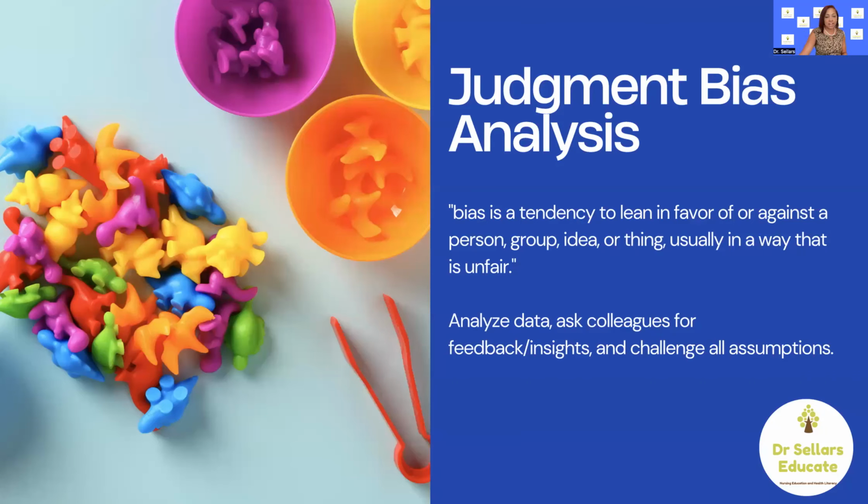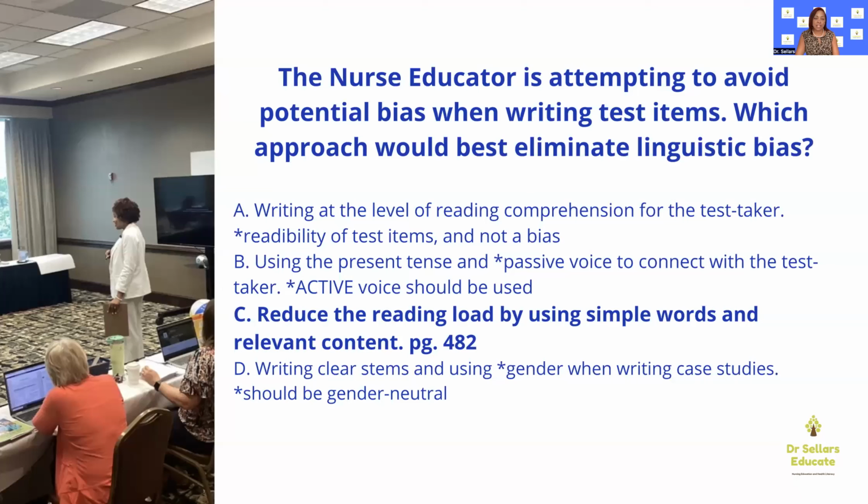So how is bias defined? It is a tendency to lean in favor of or against a person, group, idea, or thing, usually in a way that is unfair. In order for us to decrease those biases, we want to ask our colleagues for open, very transparent feedback, and then to really encourage our colleagues to challenge any assumptions that they hear about. I love this picture, by the way. It just shows the importance of us all collaborating and working together. Even though there are differences among us, we want to be able to work together to decrease the bias, because that's only going to improve our ability to validate that learning has happened with our students.